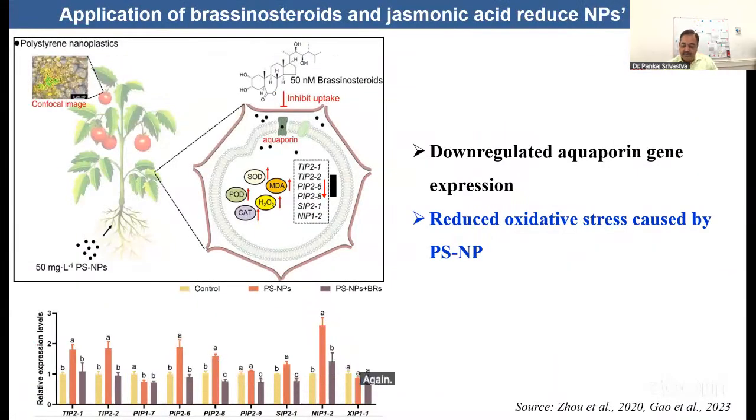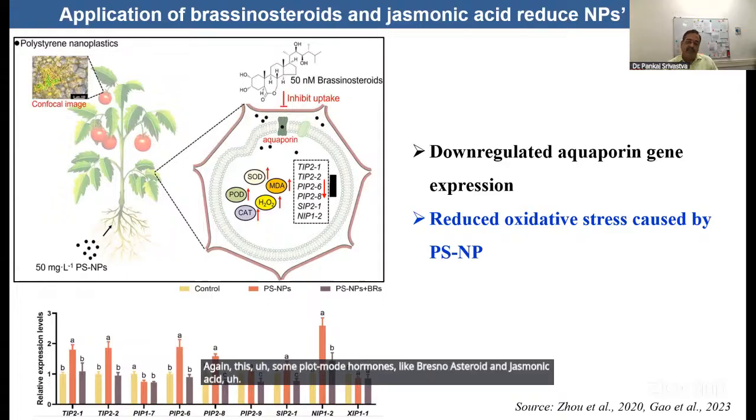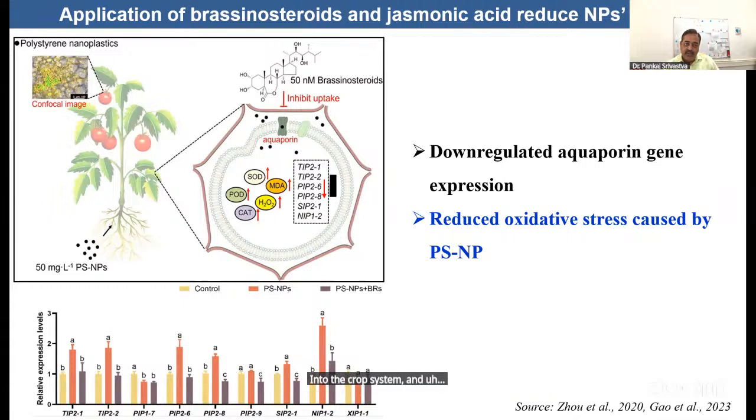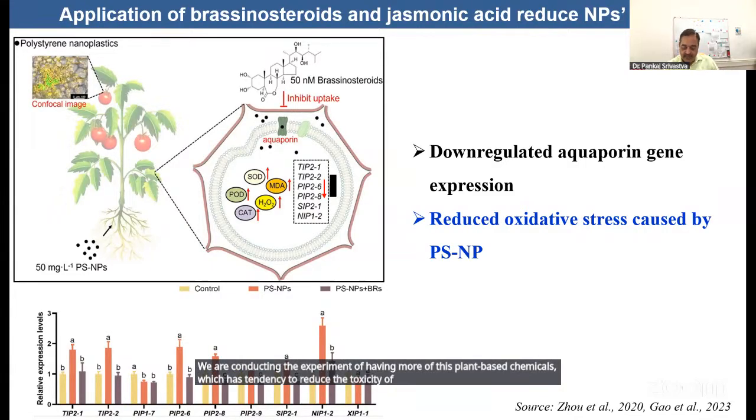Again, some plant growth hormones like brassinosteroid and jasmonic acid just downregulate the expression of aquaporin. These are the major pathway of entry of this nanoscale polymer particle into the crop system, and not only brassinosteroid or jasmonic acid, we are conducting the experiment of having more of these plant-based chemicals, which have a tendency to reduce the toxicity of this nanoscale microplastic by altering the entry route of this polymer particle into the plant system.